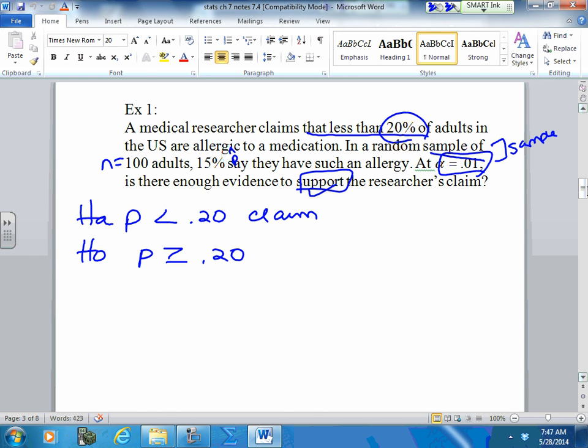What tail test is this? Left. It goes by the HA. So we've got a left tail test. This is our reject H0. Gotta say H0. This is our fail to reject H0. The reject H0 region is small. That's your type 1 error, so it's got to be a small error.